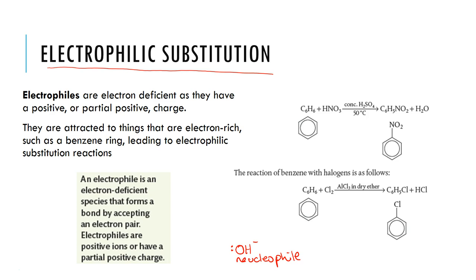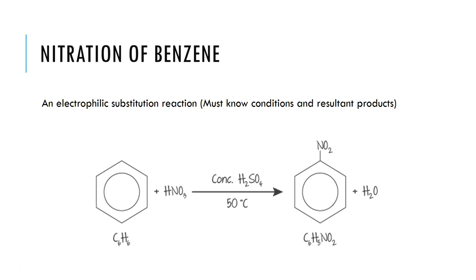Okay, so an electrophile by definition is an electron-deficient substance that forms a bond by accepting an electron pair. Electrophiles are positive ions or have a partial positive charge. And the two that we're going to look at are the nitration of benzene, adding a nitro group to it, and then the chlorination, which is adding a chlorine to it. So for the nitration of benzene, this is the reaction you need to know. It's an electrophilic substitution reaction, and you have to know the conditions and the resultant products.